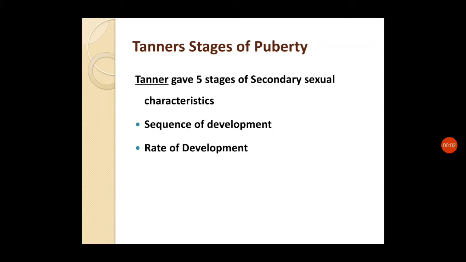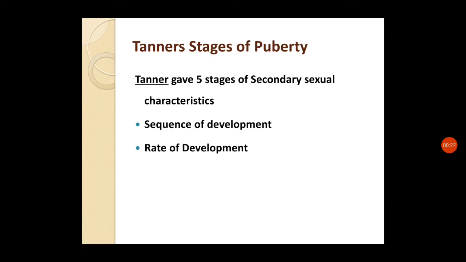Morning, dear students. Now we will discuss the Tanner stages of puberty. In the previous session, we already discussed the primary and secondary sexual characteristics as a part of puberty, or pubertal changes, happening in males and females. And we have also seen that these changes occur during the adolescent age group.